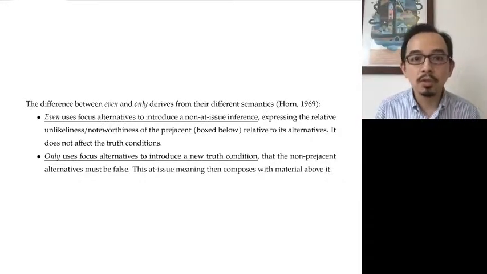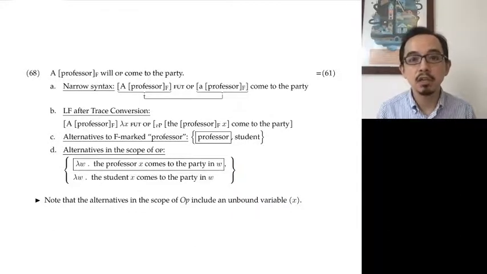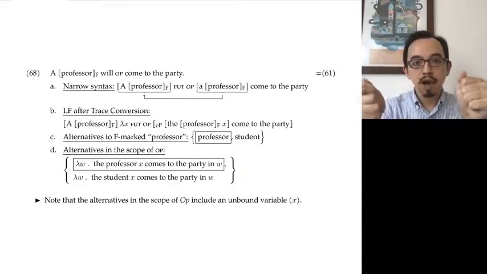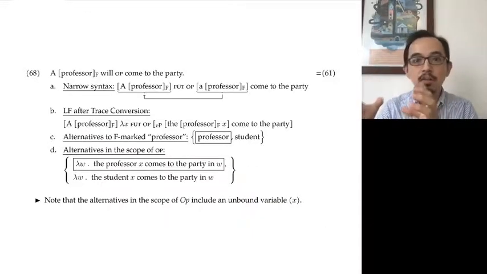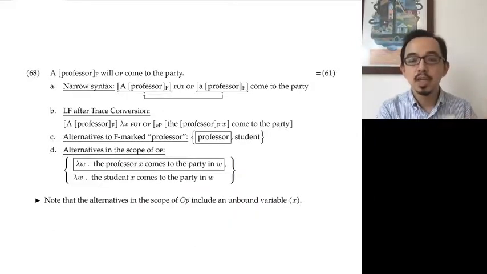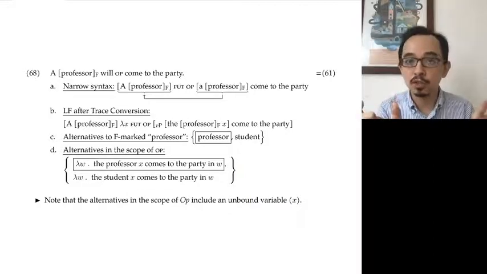So we'll walk through this. What I'm doing in 68 is schematizing, in the general case, the examples we saw above. A professor will operator come to the party, where professor is F-marked and starts in a VP internal position and moves to its surface position. In the narrow syntax, that means we copy it. And when we copy it, we end up with a representation where we have this F marking in both positions.